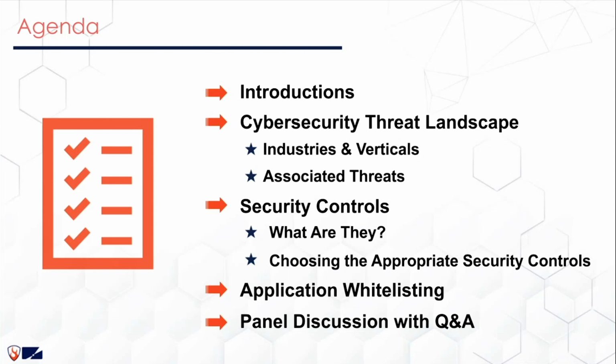Before I introduce our panelists for today, I thought I'd run through a quick agenda of what we'll be discussing. As I mentioned, today's session is all on application whitelisting, but to set the stage, we'll talk a little bit about the current threat landscape across the cybersecurity space, some specific industries and verticals and the associated threats therein. From there, we'll give you a little bit of background on security controls, talk about what they are and how you might look to choose more appropriate security controls for your organization or your enterprise based off your industry, maybe some different compliance efforts or mandates that you're up against.